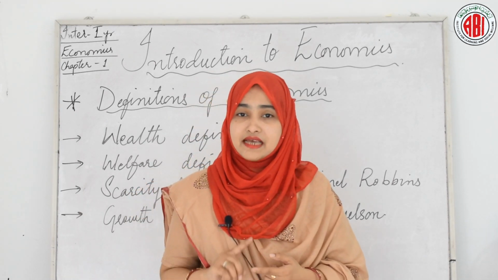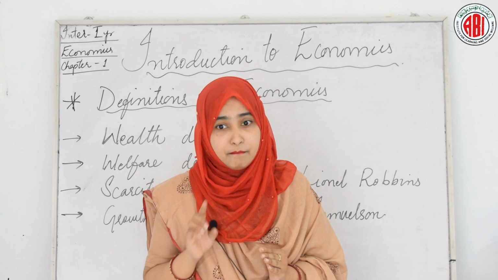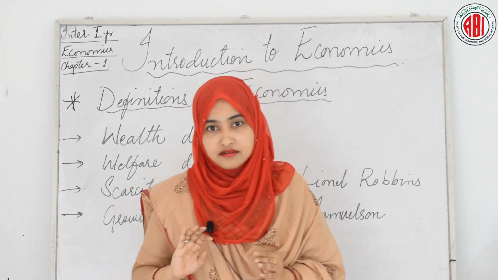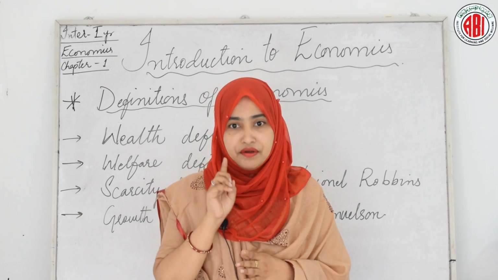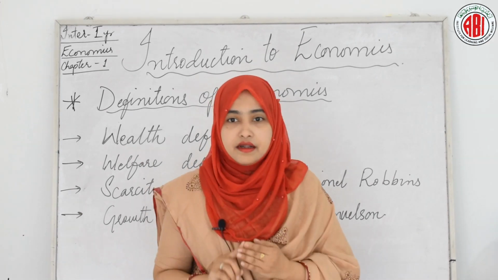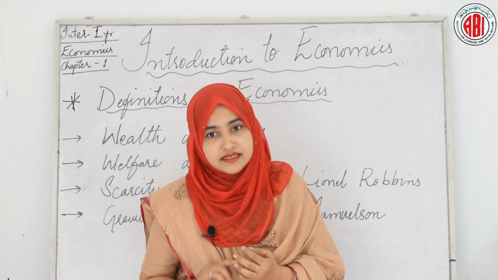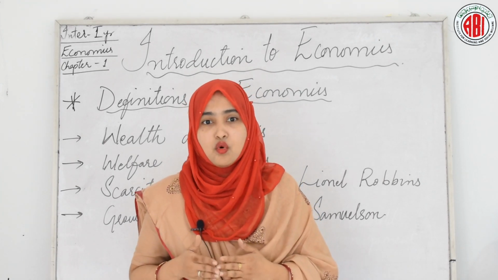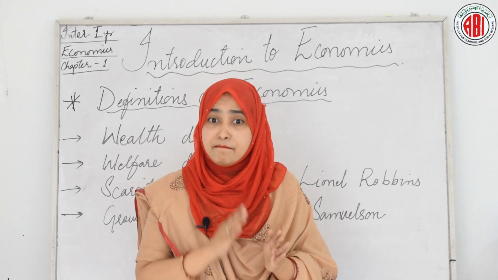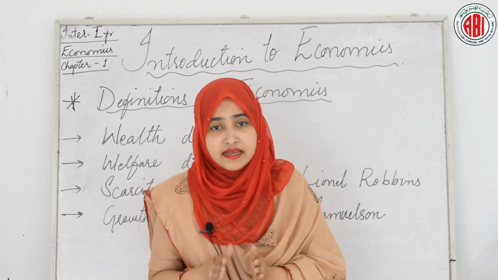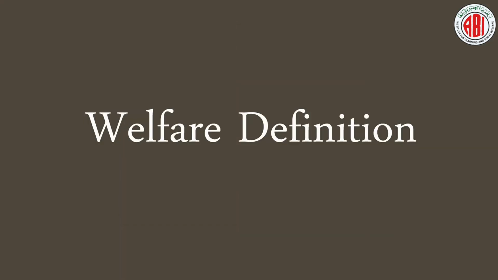Marshall criticized that wealth is only a means to an end, welfare, and not an end in itself. On the other side, Adam Smith's definition covers only materialistic human activities and not non-materialistic activities like the services of teachers and doctors. Due to this, the scope of economics is limited. These definitions concentrated mainly on the production side and neglected the distribution side. But now we will see the welfare definition.